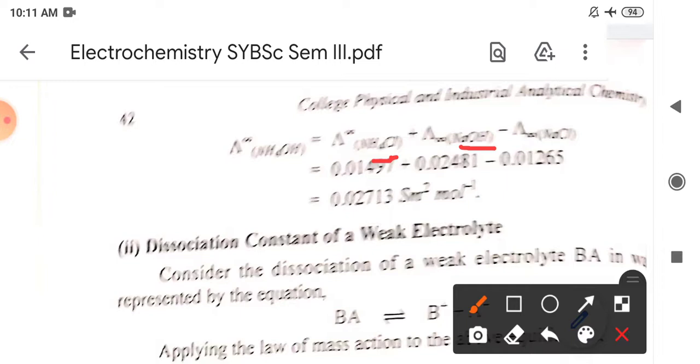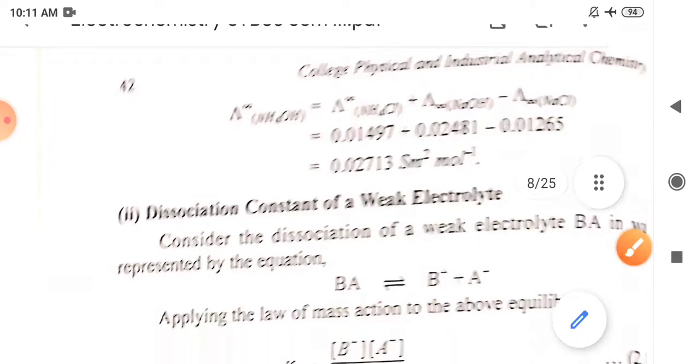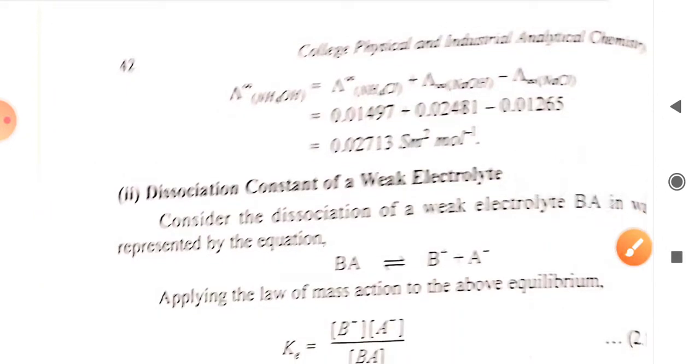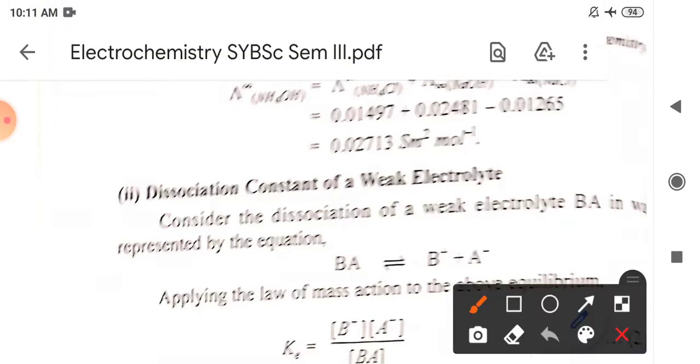So what is the extra here? The extra is NaCl, so we need to subtract the NaCl molar conductivities. If we do that, you will finally get the answer of around 0.02713 siemens meter square per mole. So you can see that the molar conductance for a weak electrolyte is very low.